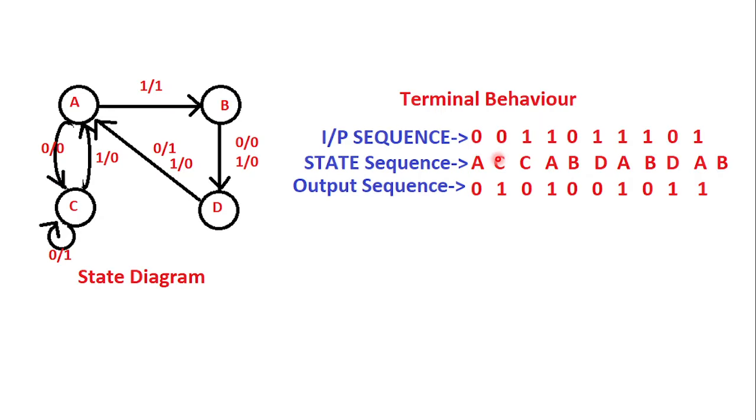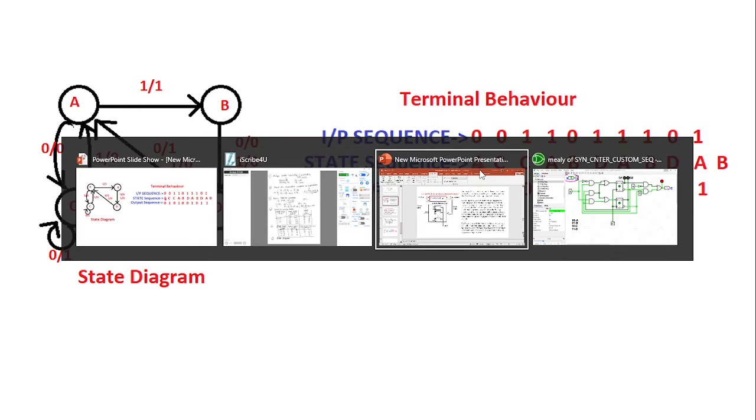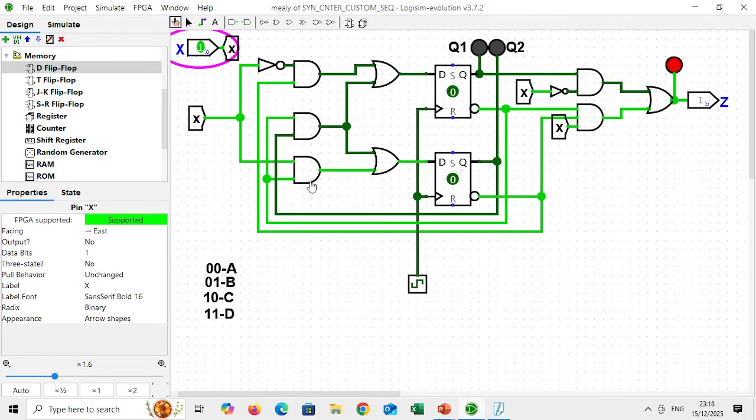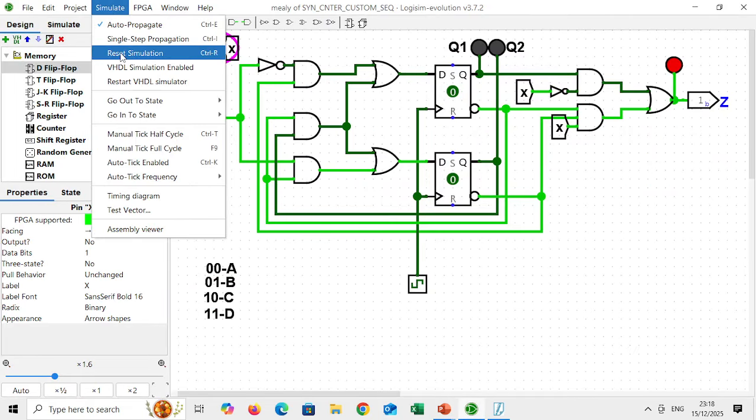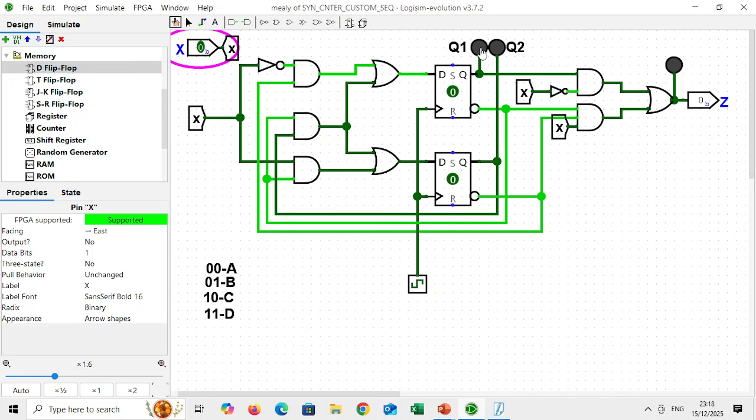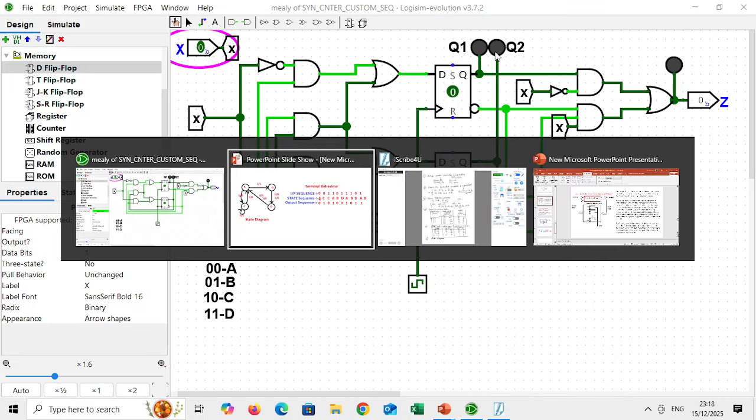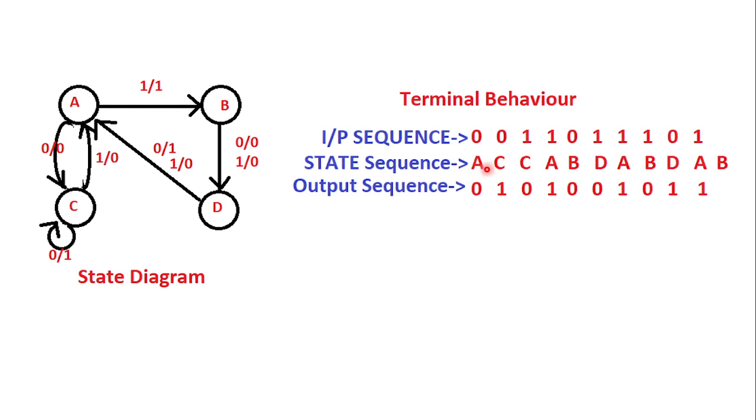So let's understand this with the help of the simulator. Now we'll assume that it's in the A state. This is the circuit diagram. So I will reset the simulator. Now Q1 is 0, Q2 is 0. That is the A state. Now look at this diagram. It is in the A state.